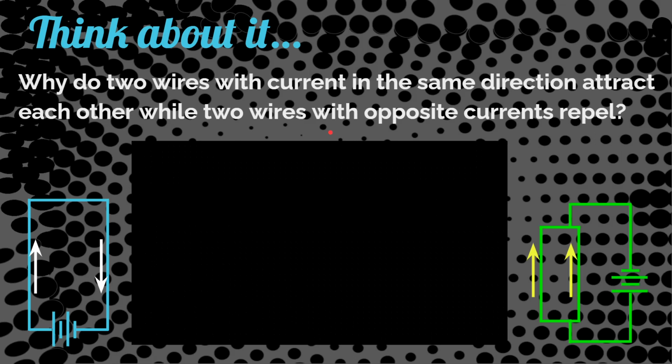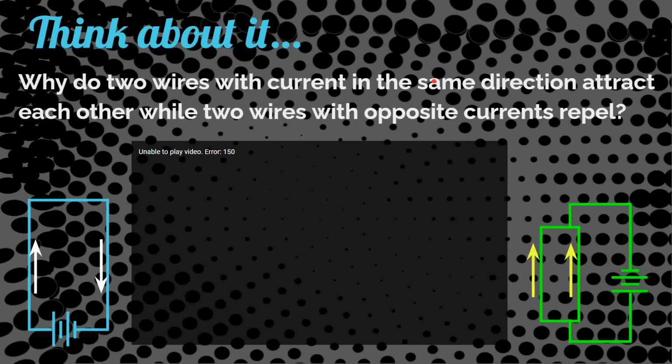The other thing we need to talk about is this. This is also something new that we haven't talked about yet. The question at the top says, why do two wires with current in the same direction attract each other while two wires with current in the opposite direction repel? I'm already telling you what's about to happen.